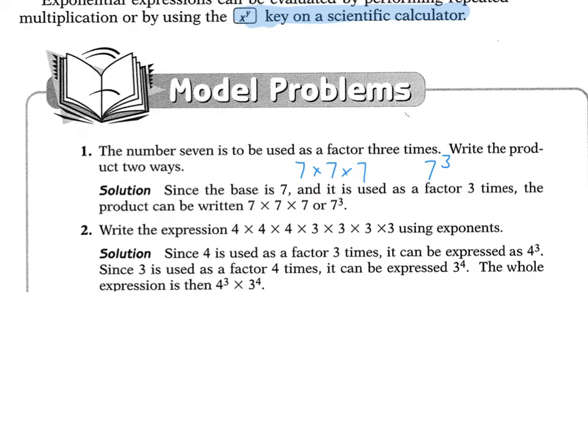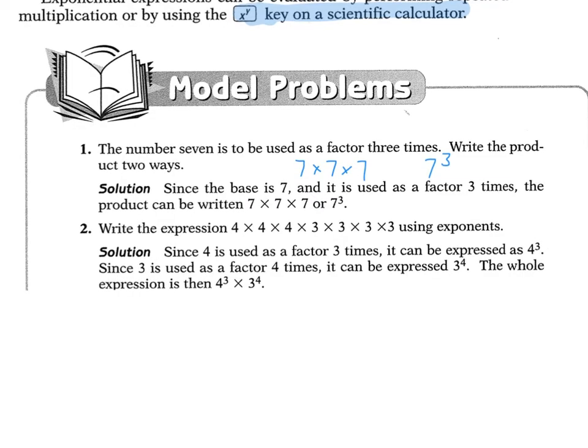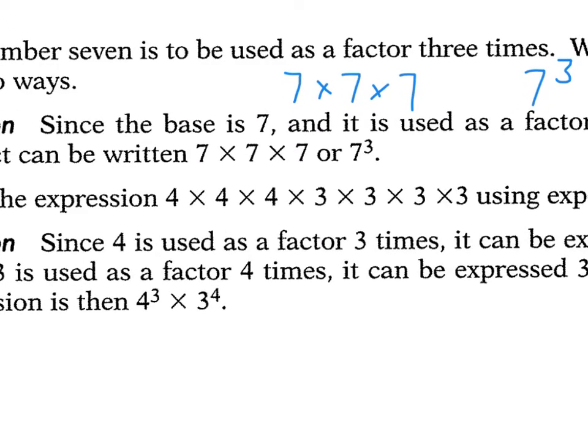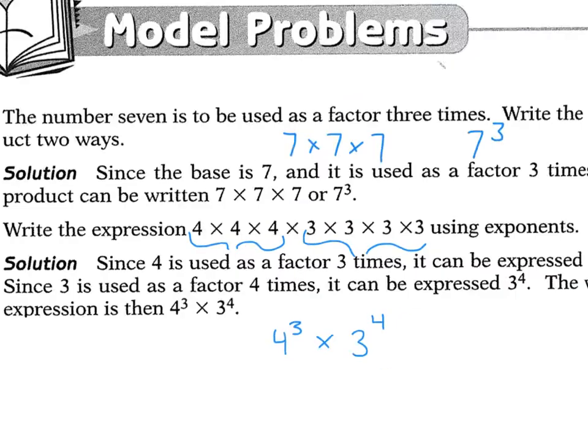For number 2, we need to write the expression using exponents. So here we have 4 3 times, 3 4 times. So since we have 3 4s, we would write this as 4 to the third power times, since we have 4 3s here, we would write this as 3 to the fourth power.